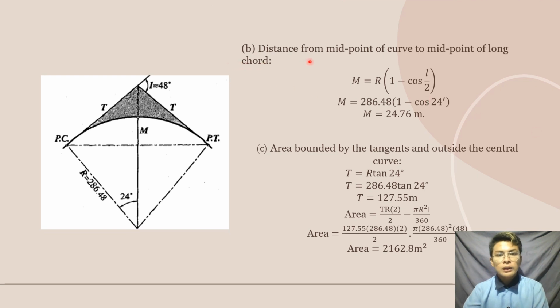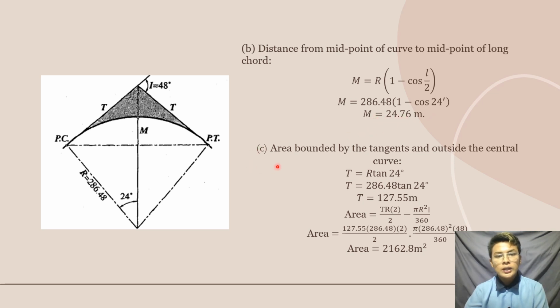Letter B, the distance from midpoint of the curve to the midpoint of the long chord. Using the formula, M is equal to radius of the curve times 1 minus cosine I over 2. Given the formula, substitute the values. R, 286.48 times 1 minus cosine 24, the I divided by 2, or rather 48 divided by 2 is 24. M is equal to 24.76 meters.